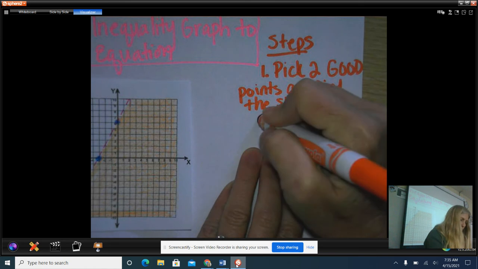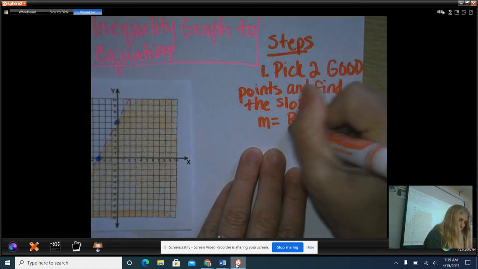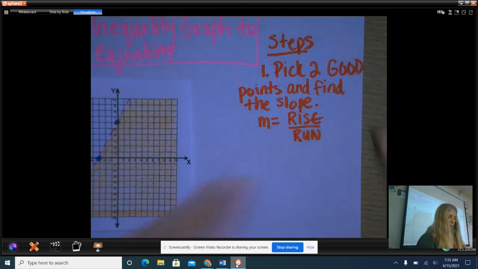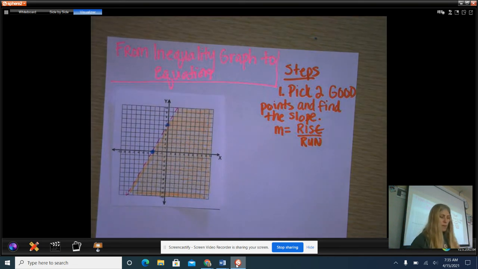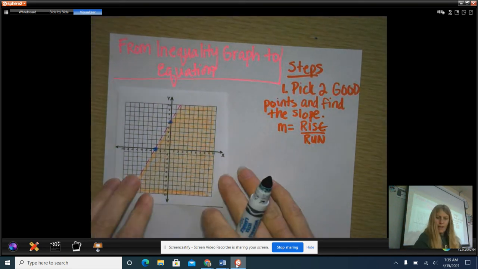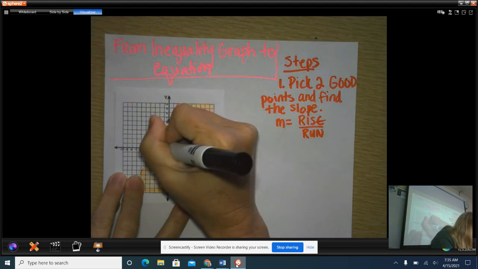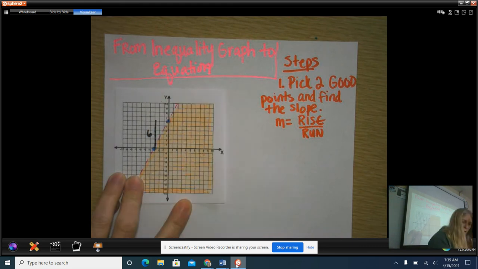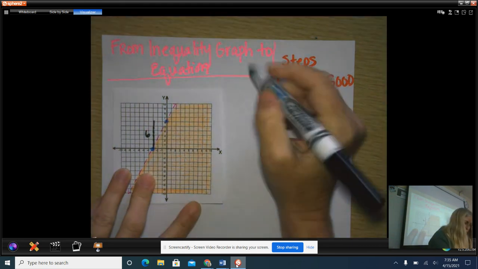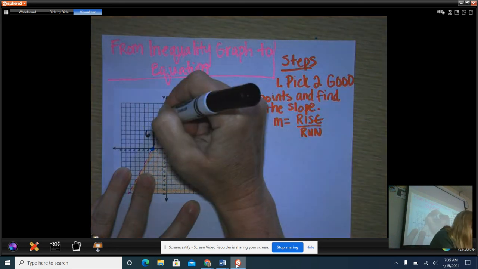And remember, our slope is our m for our equation, and it's rise over run. Now, because I already have 2 points on here, my intercepts, I'm going to go ahead and use those points. So I'm going to travel from one point to the other, and I'm going to rise and run. So to get from one point to the other, I'm going to rise 1, 2, 3, 4, 5, 6. So I have a rise of 6 over my run of 1, 2, 3.